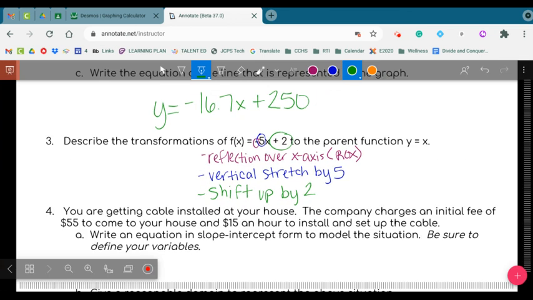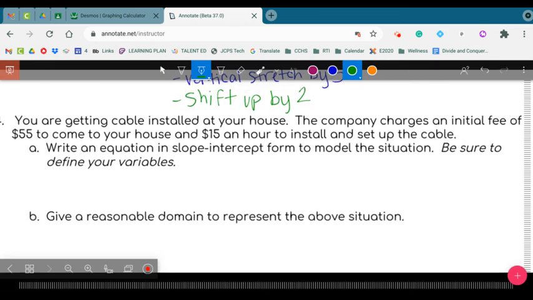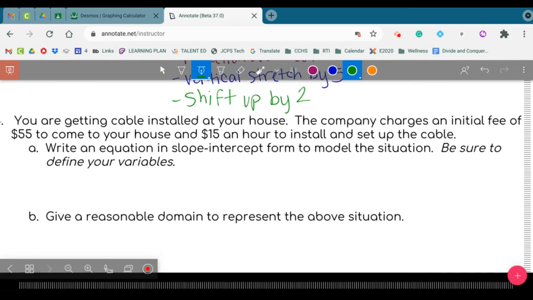Okay, let me know if you guys have any questions over that. We're going to go on to our last problem, which is another word problem. It says you are getting cable installed at your house. The company charges an initial fee. So initial fee, think about that. It's a one-time fee to come to your house, and then $15 an hour to install and set up the cable. Write an equation in slope-intercept form to model the situation.